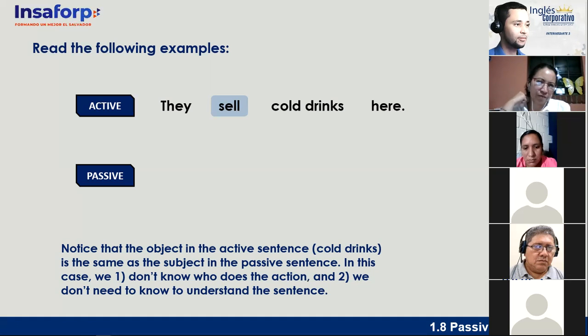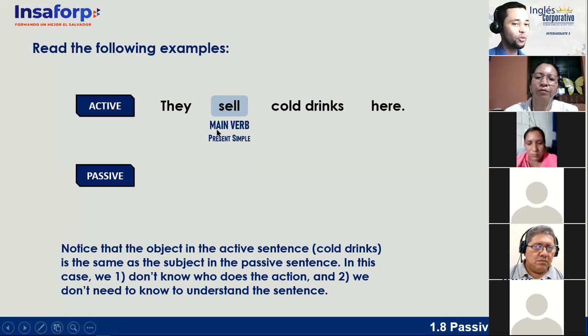The past. Are you sure? Present. It's actually the present. Okay. The past of sell is sold. So this is the present. So main verb, present simple, okay? They sell cold drinks here. Very good. Now, what is the next thing that you need to find or determine?